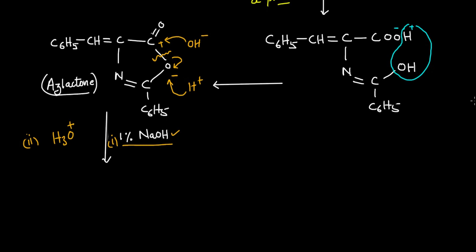When these go to their places, we get C6H5 CH double bond C, and again we get the acidic group, the COOH group, and then it will change into N double bond C, that is C6H5, and we have this OH.